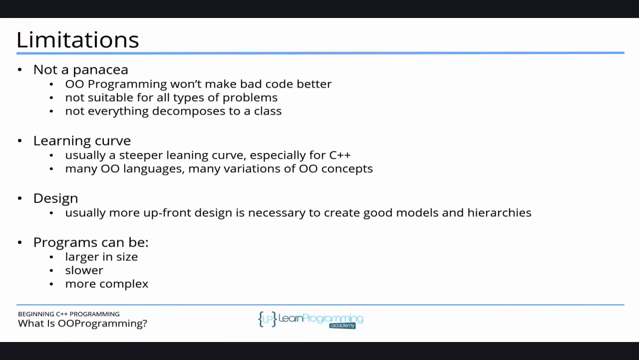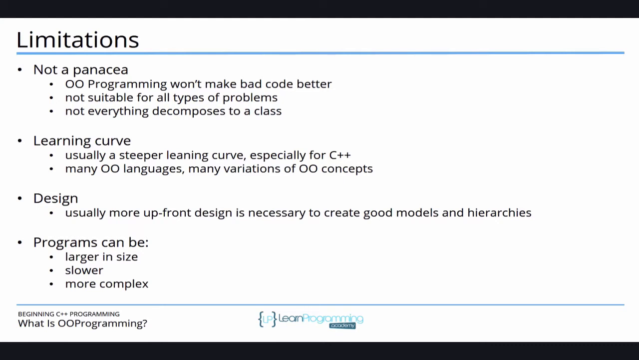So OO sounds pretty amazing, right? Well, while OO can certainly help us develop large programs that are easier to maintain, test, debug, and reuse components from, it's not a panacea. OO won't make bad code better. It will likely make it worse. Also, OO is not suitable for every application, and not everything decomposes into a class. There are sometimes non-functional requirements that horizontally cross-cut a system, and these tend to add tangled code within existing classes.